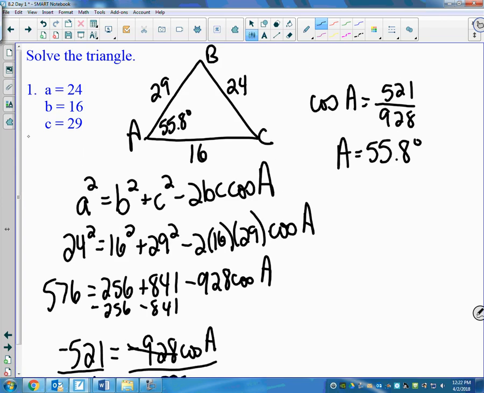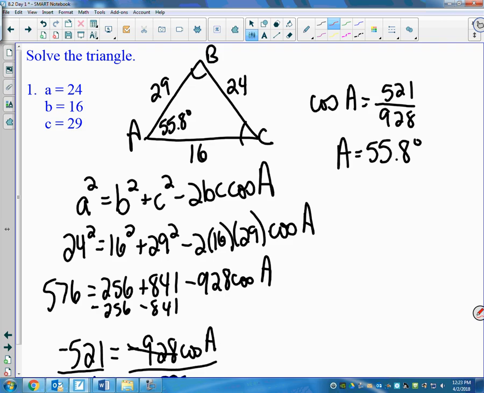So we don't have to worry about quadrant 2 like we do with sine, because cosine is only positive in quadrant 1 and quadrant 4. You can't have an angle in quadrant 4. But you do have to be really careful when you go back and solve for the other ones now. So we still need to find angle B and angle C. And if you really love law of cosines and you want to do law of cosines again, you can.